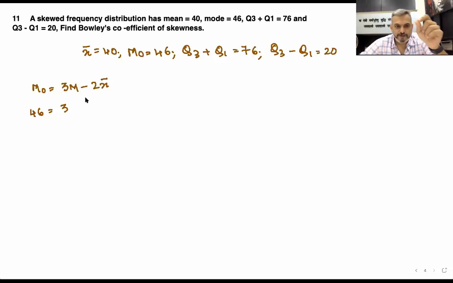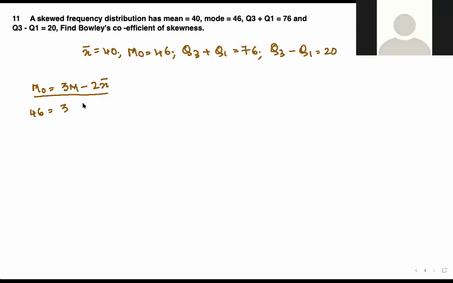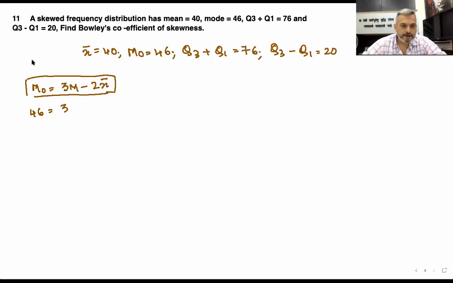You have to just find the measure median using this formula first. That is why. Okay, so this is the formula you have to use. You can't use that formula. You can't use this formula.